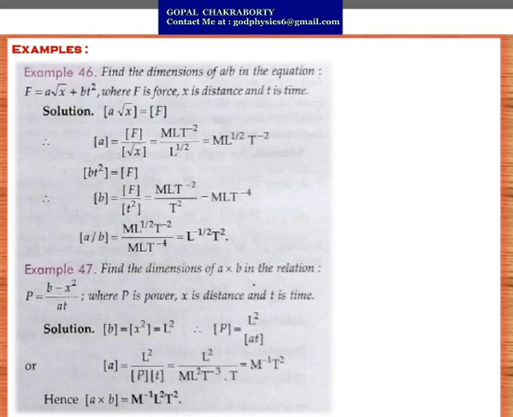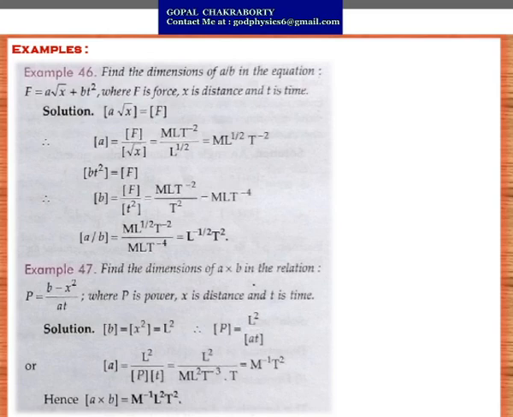Next question: find the dimensions of a by b in this equation. Here the equation is given as F equals a root x plus bt square, where F is the force, x is the distance, t is the time. So the solution is that the dimension of a root x equals F, because as per the principle of dimensional homogeneity, the dimensions of both sides must be the same.